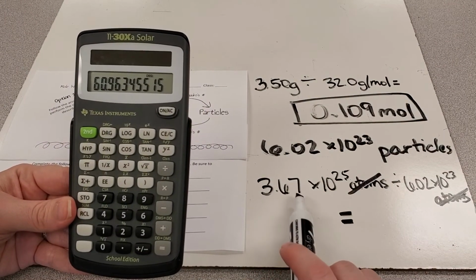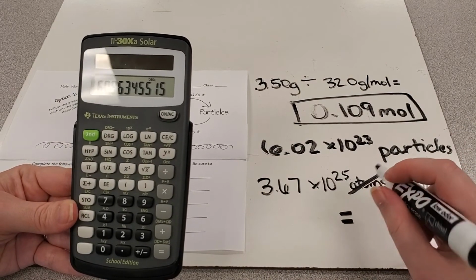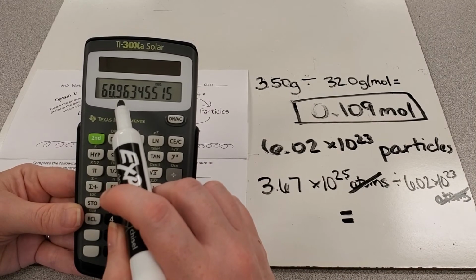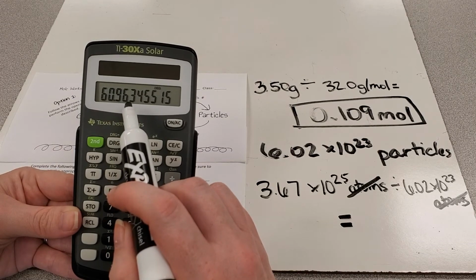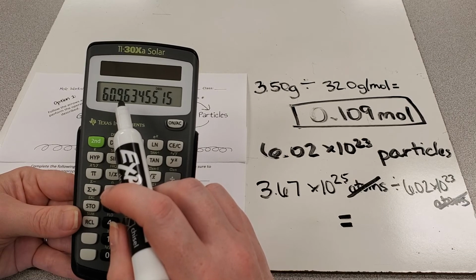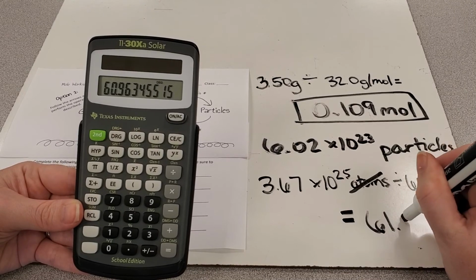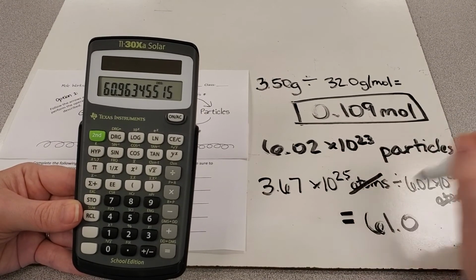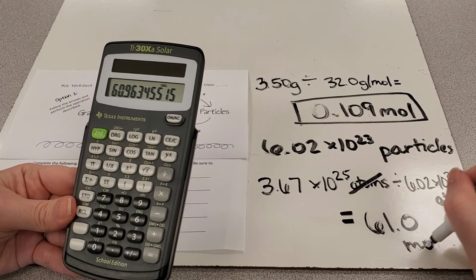Our initial problem has 3 sig figs, so our final answer has to have 3 sig figs. So I'm going to count 1, 2, 3. The 9 is my last significant space. I look to the number to the right, it's 6, which is greater than 5, so I need to round this number up. When I round 9 up, I have to round the next digit up also before that, because 9 would round to 10, which would make this answer with the correct number of sig figs 61.0 moles.